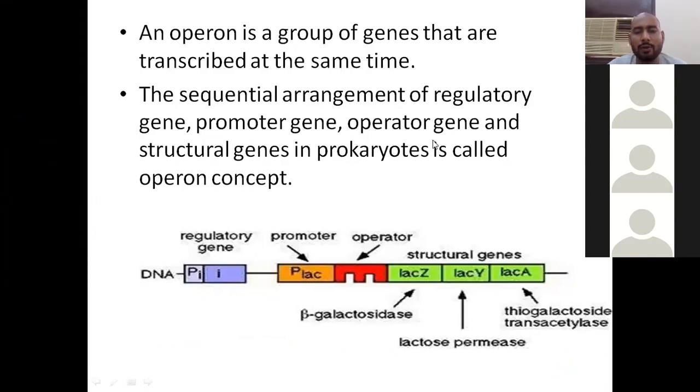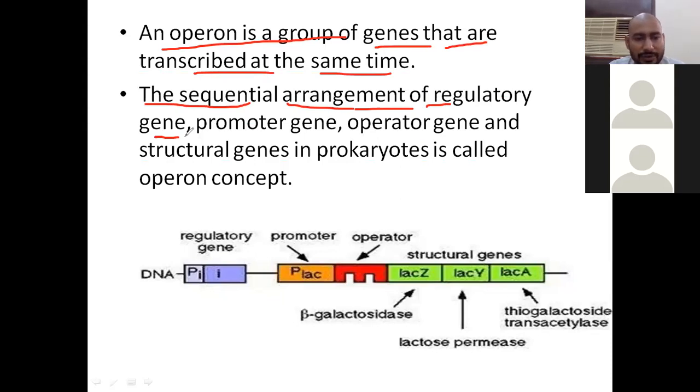Okay, an operon. What is the operon? It is a group of genes that are transcribed at the same time. That is polycistronic. The sequential arrangement of regulatory gene, promoter gene, operator gene, and structural gene in prokaryotes is called the operon concept.